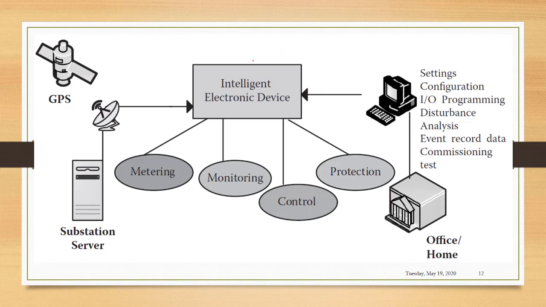Now you can see the different applications of intelligent electronic devices here: metering purpose, monitoring purpose, control purpose, and protection purpose. These are the four aspects of an IED where it is used. You can see here from the master substation how the communication is given along with the GPS signal. The GPS signal is required for synchronizing the data, or synchronized measurement of the phasors.